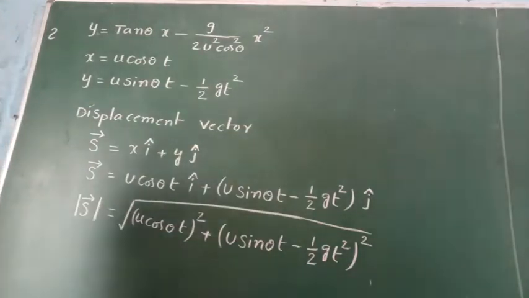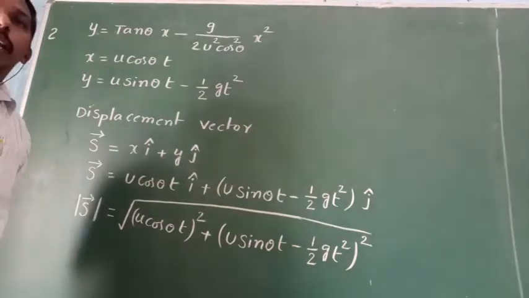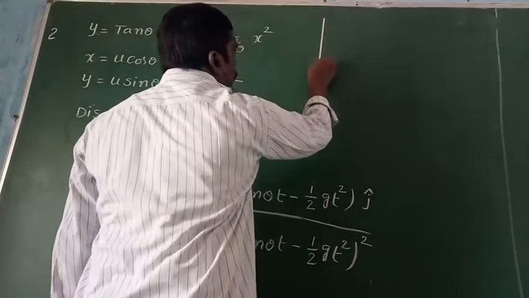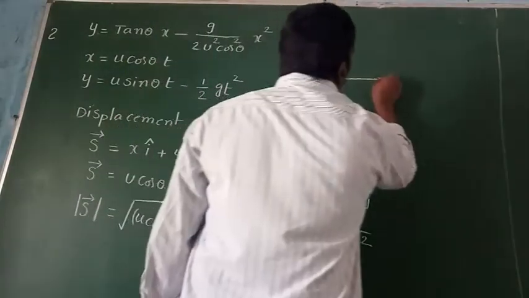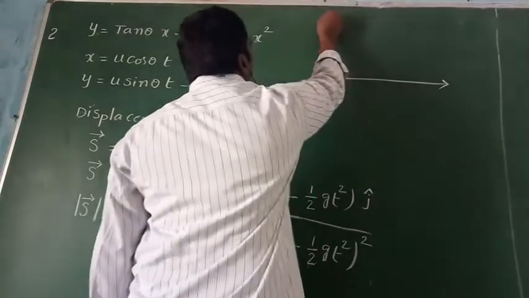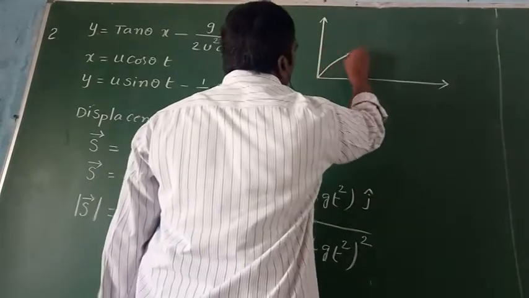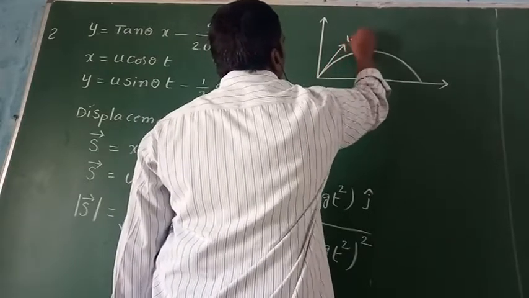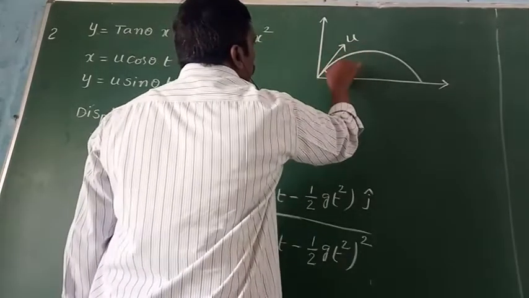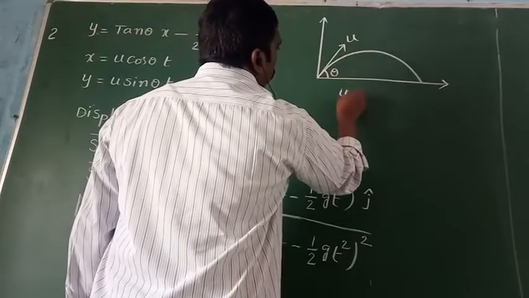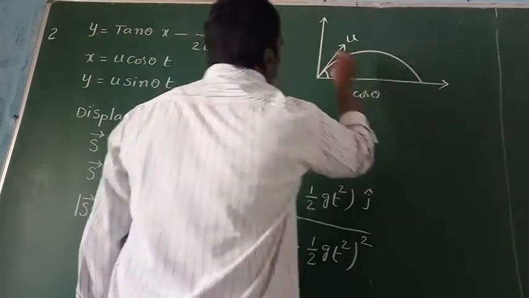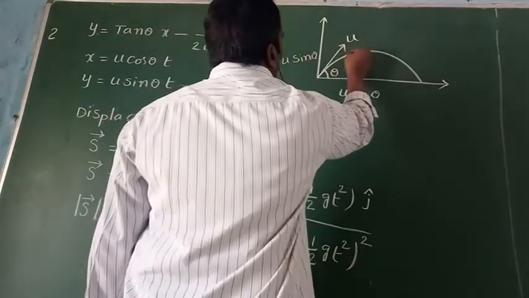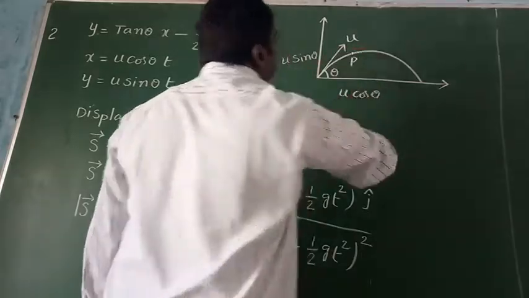Okay, similarly we can write velocity. So in projectile motion, the initial velocity is resolved into two components. The component along the horizontal direction is u cos theta and the component along the vertical direction is u sin theta. We know the horizontal component is u cos theta and the vertical component is u sin theta. After t seconds, the particle is at point P.